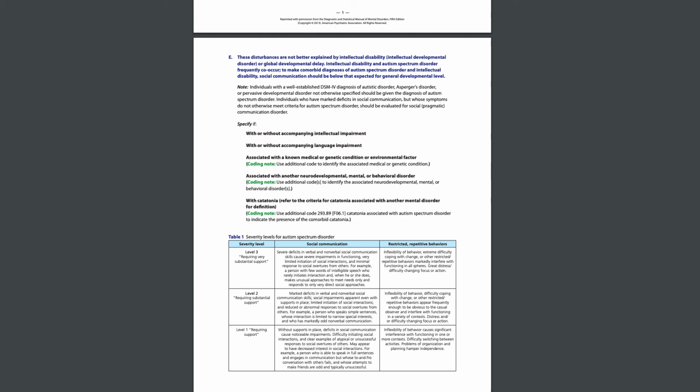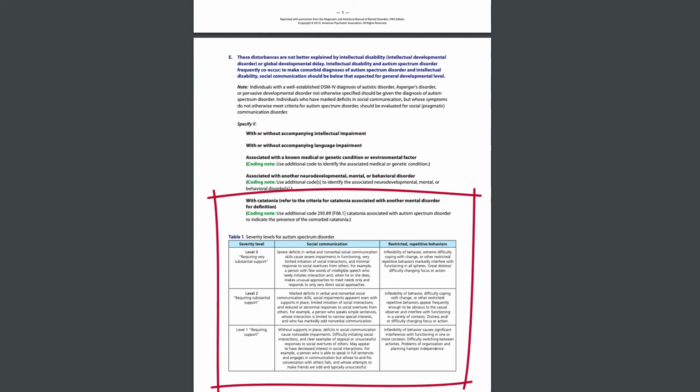Then here's the table that they were referring to, and they're saying what is the severity of the social communication and the restrictive, repetitive behaviors. And you'll notice that there are 3 different levels. So all of these figure into the diagnosis of autism.